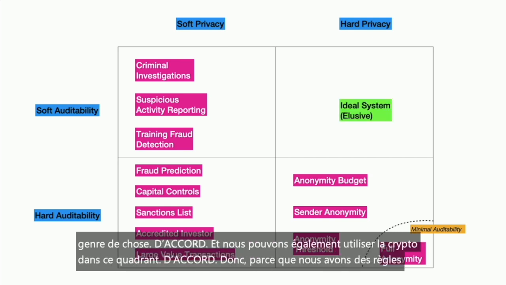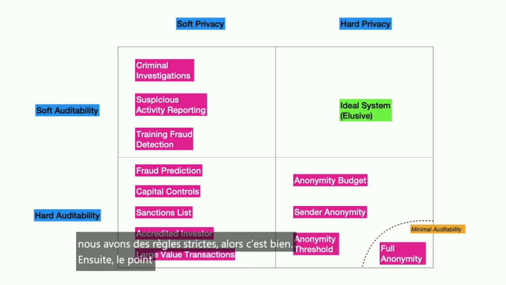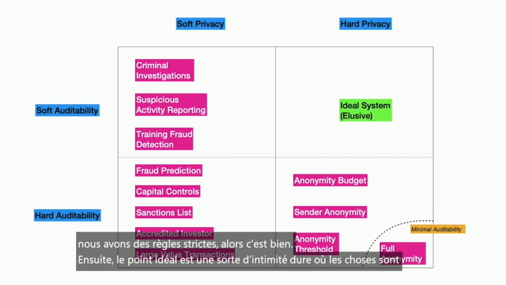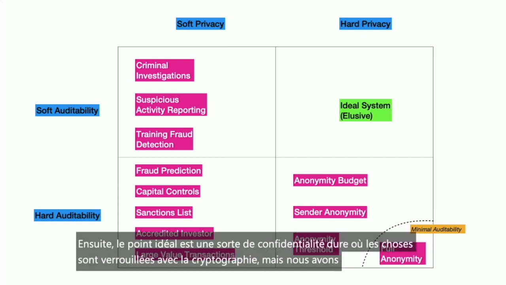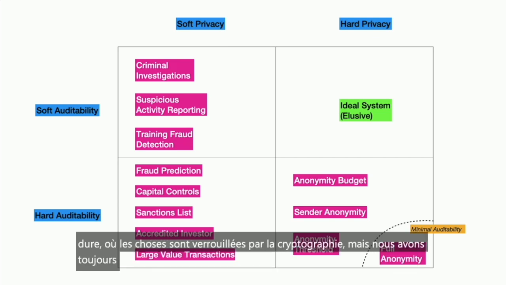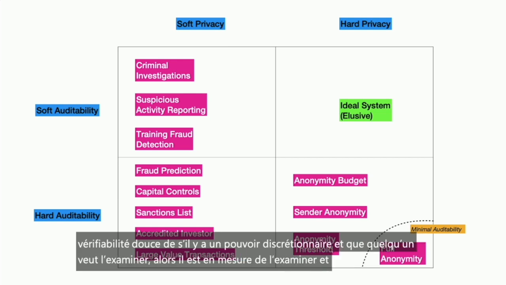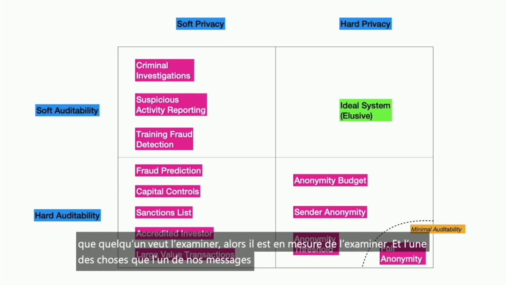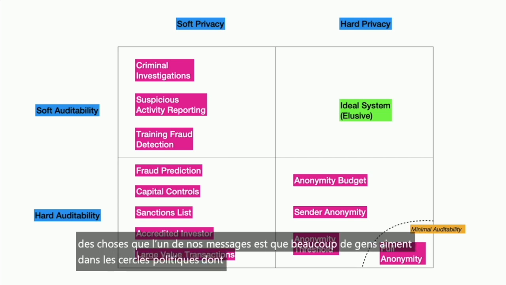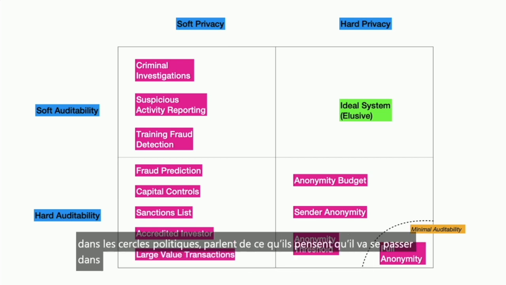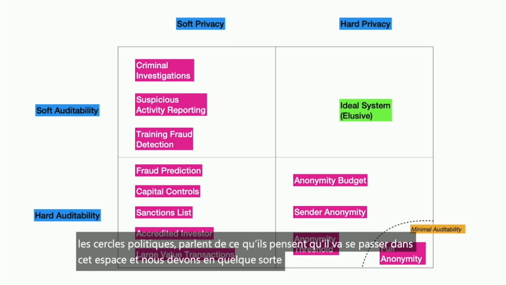Then the sweet spot is kind of this hard privacy where things are locked down with cryptography, but we still have the soft auditability of if there's discretion and someone wants to look at it, then they're able to look at it. And one of our messages is a lot of people, like in policy circles, talk about what they think will happen in this space. And we kind of have to go around pouring cold water and say, you can't really do that with crypto.